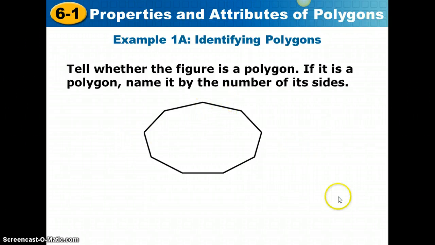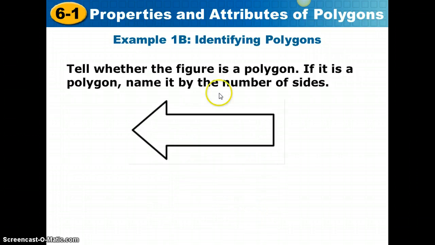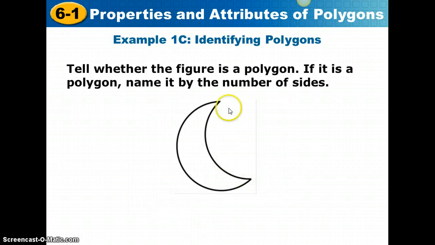Okay, if you look at part A, that's a polygon, and it's called a nonagon. There are 9 sides. If you counted them, there are 9. This, while it represents a specific shape, is in fact a polygon. It's made up of segments, and there are 7 of these segments, so it's a heptagon. This shape is not a polygon. These are made of 2 curves, 2 portions of circles. So we say it's not a polygon, or just write no.